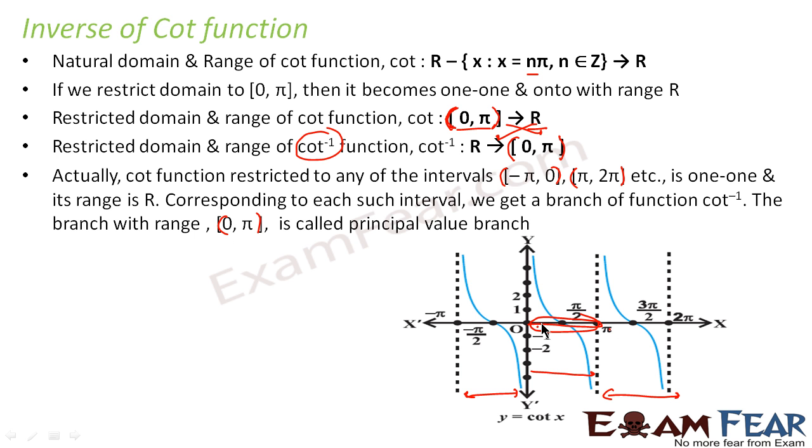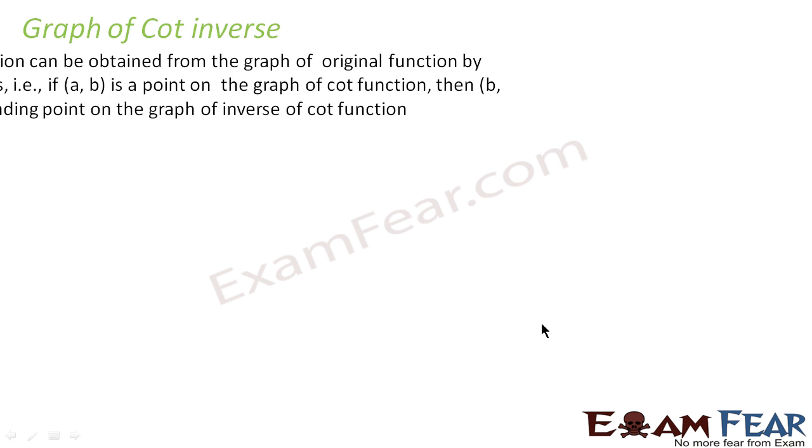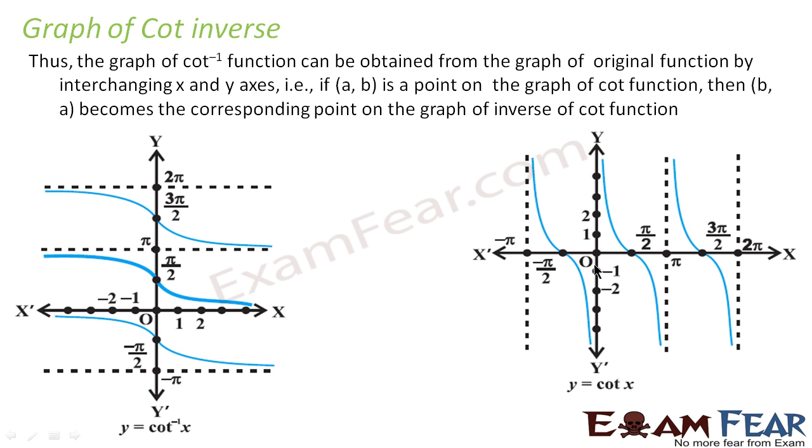And here also, if y is equal to cot x, then cot y is equal to x. Thus we can draw the graph. If we have the y is equal to cot x graph, we can just flip it, x becomes y and y becomes x, and you get this graph. Just flip this guy and you get this graph.